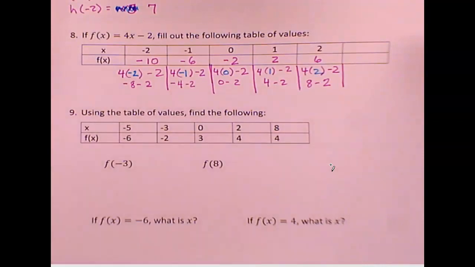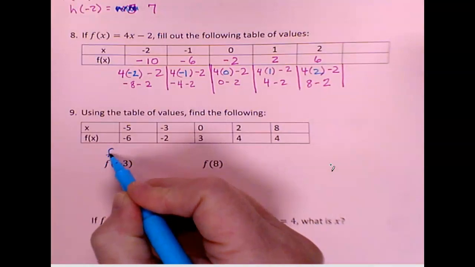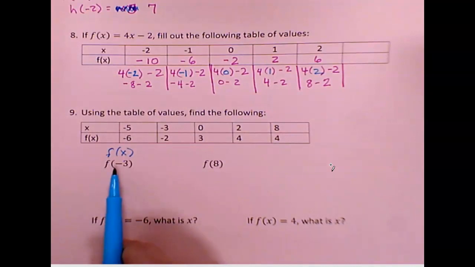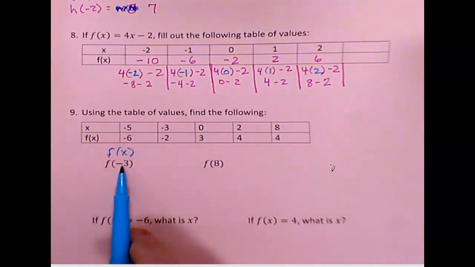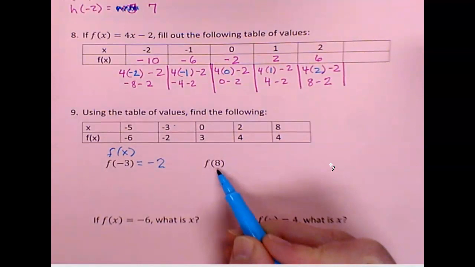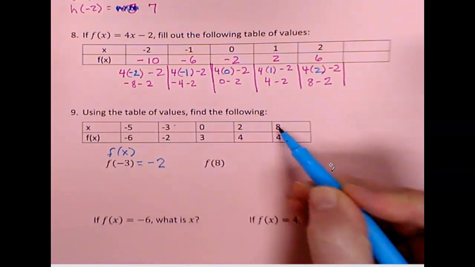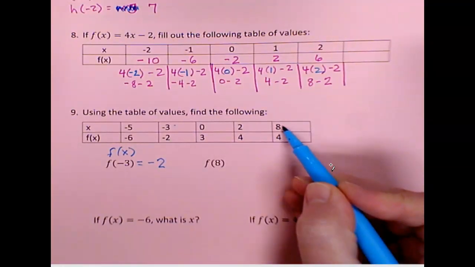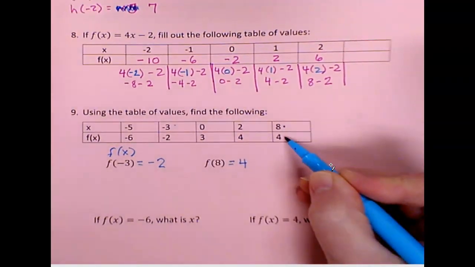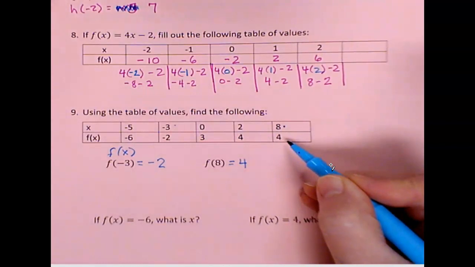On example number 9, I already have the table filled out for me. And so in function notation, this is f of x, so I need to look in the x column and find a number -3 in the x column and what goes with it. For this column, I look in the x column and I find what number matches x of 8. This is the number that matches with it in the table.